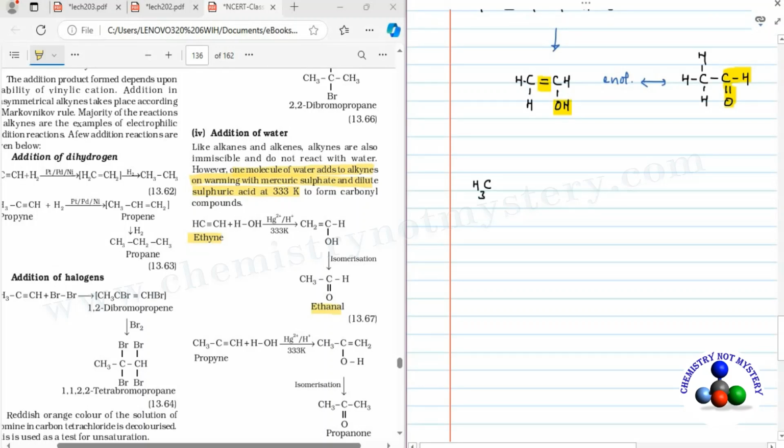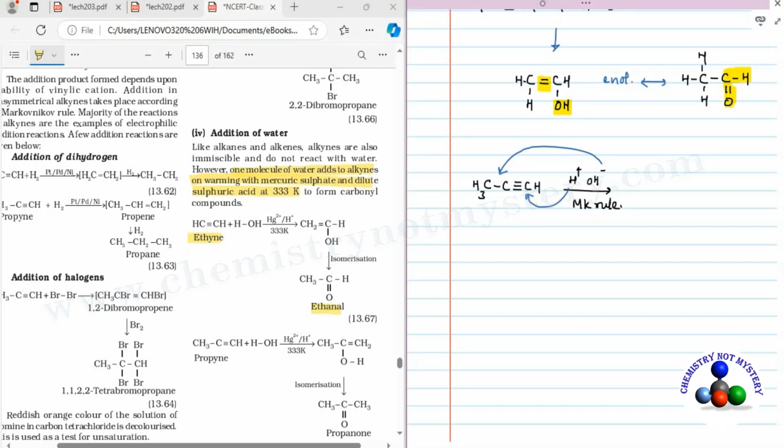This is CH3, C triple bond C, single bond H. Now add water to it, so H plus and OH negative. Now you have to follow Markovnikov rule. As this alkyne is unsymmetrical, the negative part of the reagent goes to the carbon which has less number of hydrogens. So it will get attached to the second carbon and H plus will get attached to the first carbon.